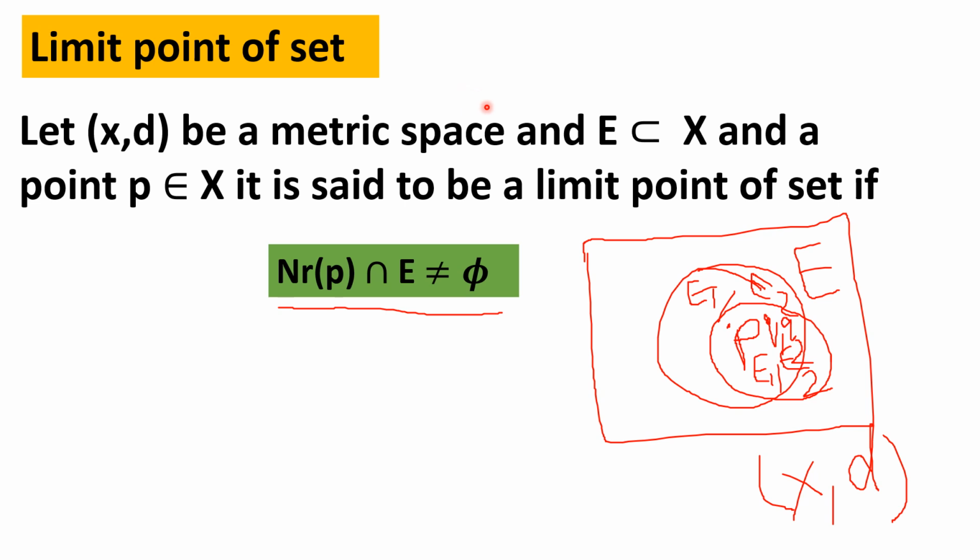And once again I am summing up what is a limit point of a set. Let us consider (X, d) is a metric space, and in (X, d) there is an E. Inside E there is a point P which is a neighborhood point. The neighborhood of a point P, by definition, consists of Q points where the distance should be less than R. This is the radius. And here it is saying the intersection should not be equal to phi, which is nothing but the neighborhood of a point P consisting of points Q and also consisting of the points of E.